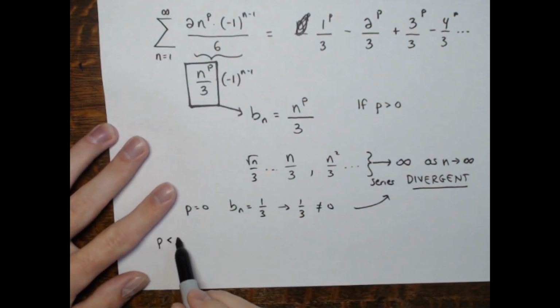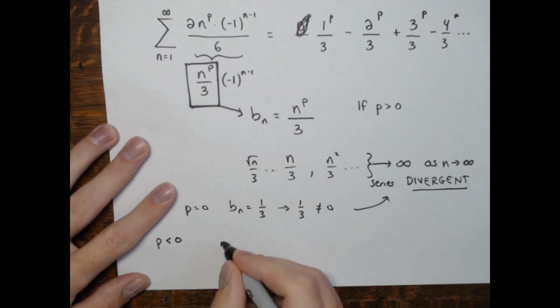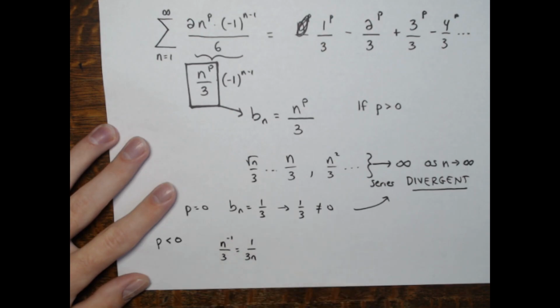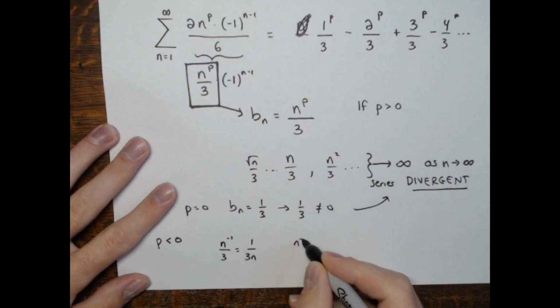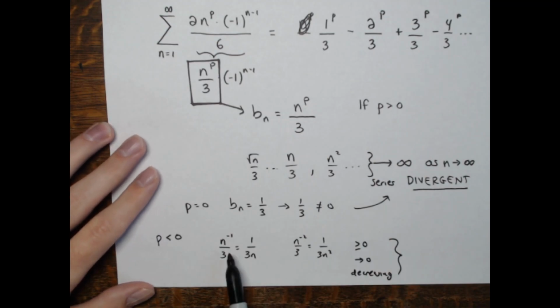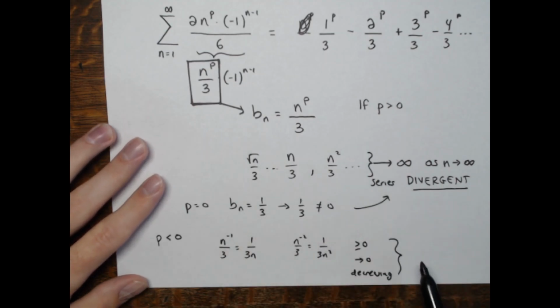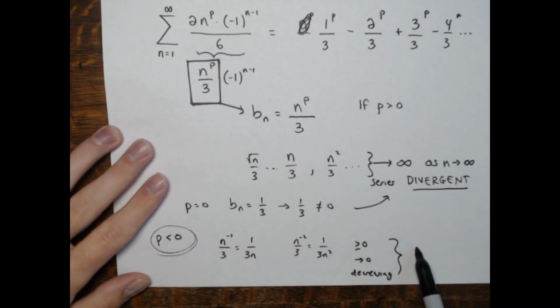It's only when p is less than 0, right? So like, say, for example, I had n to the -1 over 3. Well, that would just be 1 over 3n, right? And n to the -2 over 3, that'd be 1 over 3n squared, right? These are positive terms. They're going to 0, and they'd be decreasing. They satisfy all the conditions, these 1 over 3n, 1 over 3n squared, whatever. But when p is negative, that's when the series will converge by the alternating series test.